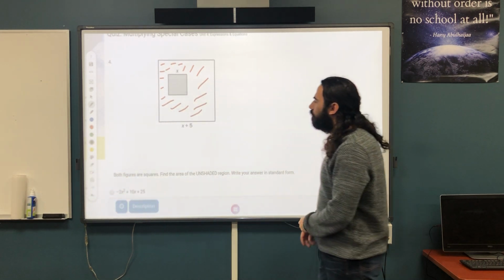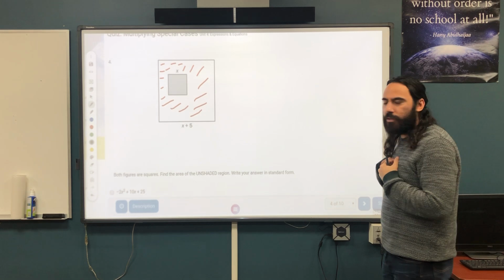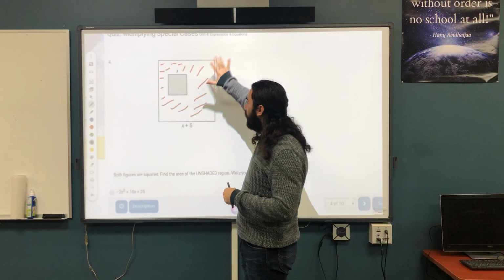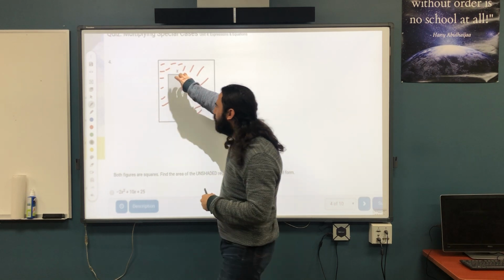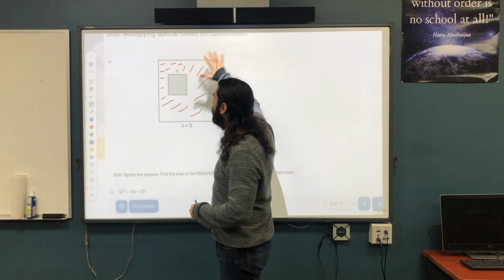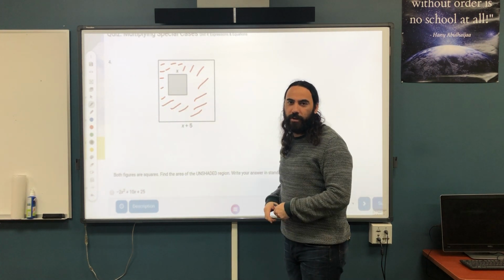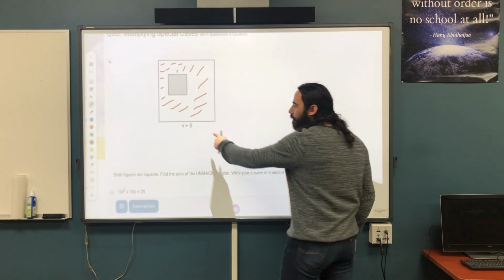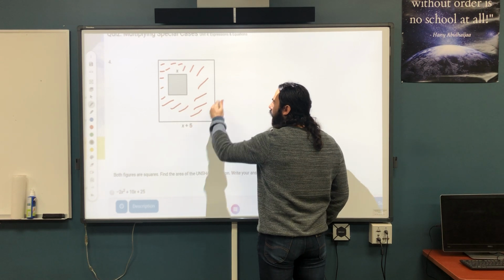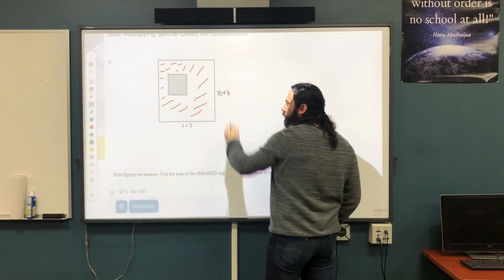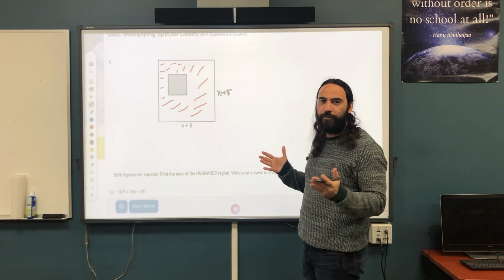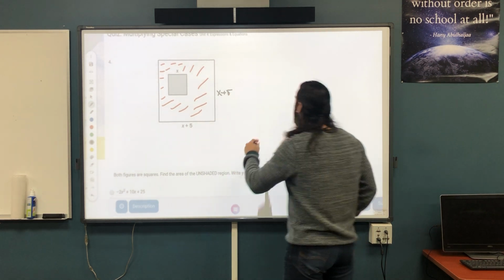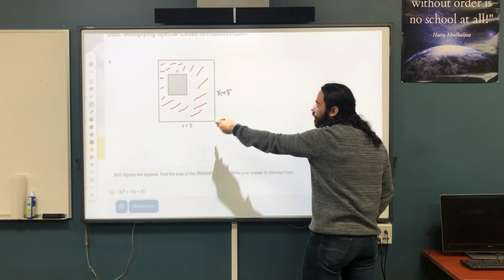So it's easy, guys. What we're going to do is find the big area, the whole thing from this square. Then we'll find the small area. Then we subtract the big area minus the small area. Let's find the big area first. If this side is x plus 5, this side will also be x plus 5, because it's a square. Now to find the area, we multiply x plus 5 times x plus 5.